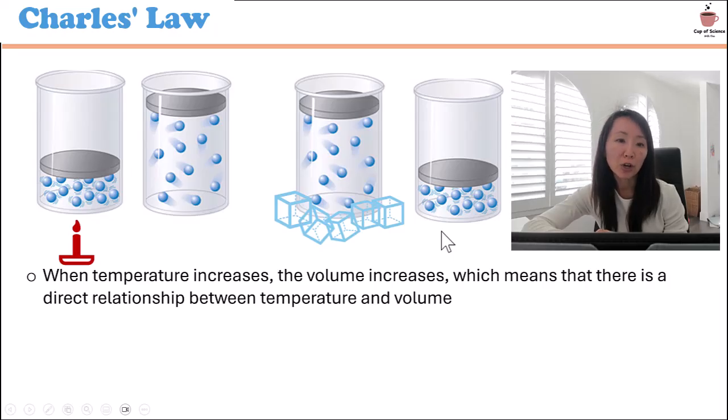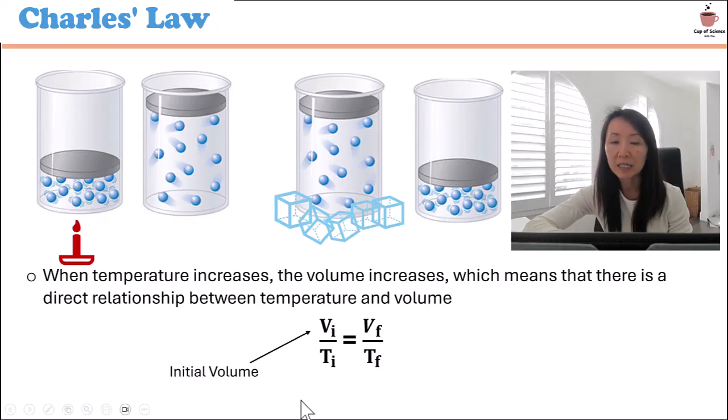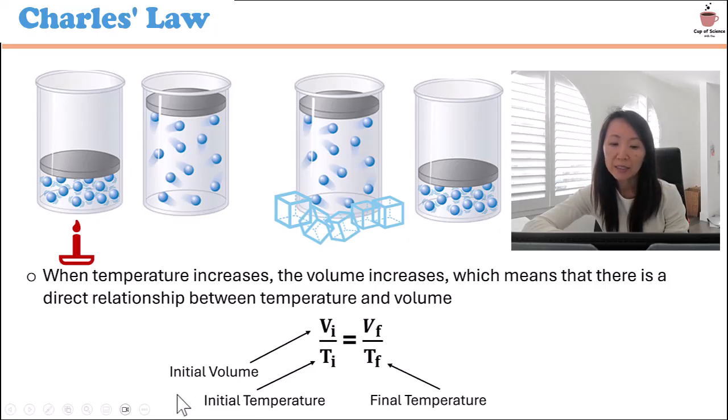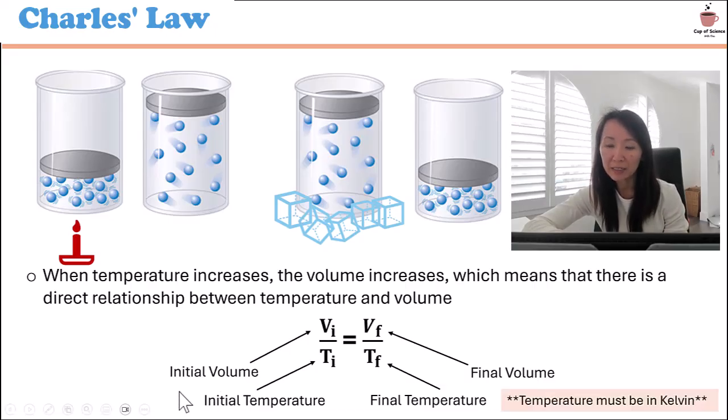We can come up with Charles' law with this particular equation. VI over TI is equal to VF over TF. In other words, VI is initial volume, TI is the initial temperature, TF is the final temperature, and VF is the final volume. And that temperature must be in Kelvin, no Celsius, no Fahrenheit. I like to demonstrate this by showing you a can demo.